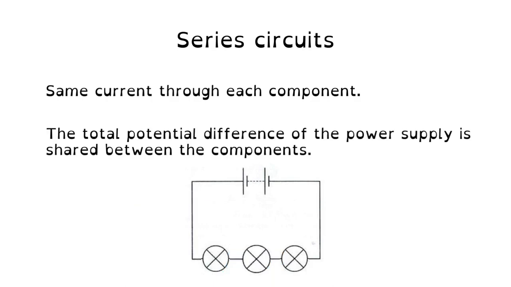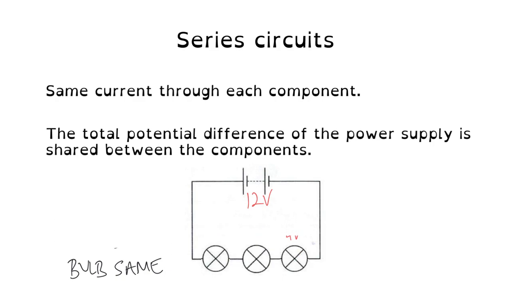However, the total potential difference from the power supply is shared between the components. So let's see what that means. Let's start by saying our power source has 12 volts. If we assume each bulb to be identical, that means that each bulb will receive 4 volts, because 4 plus 4 plus 4, 4, 8, 12, gives what we started with. So 12 volts from the power supply is shared between each of our bulbs.